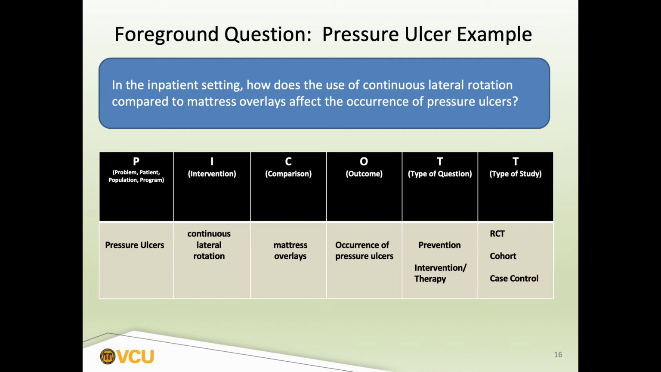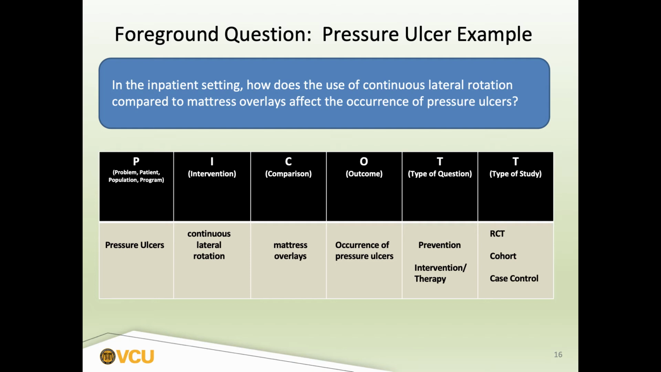So this will be pretty straightforward. The P, or the problem or patient, is going to be pressure ulcers. You could also put in P the inpatient setting because that may potentially be useful later on, but I've left it off here. Your I is going to be continuous lateral rotations compared with what is presently going on the unit, which is mattress overlays, with the exploration of what the effect of those are on the occurrence of pressure ulcers.